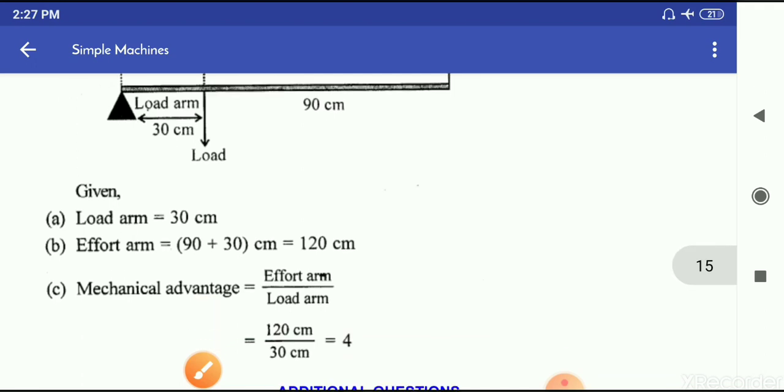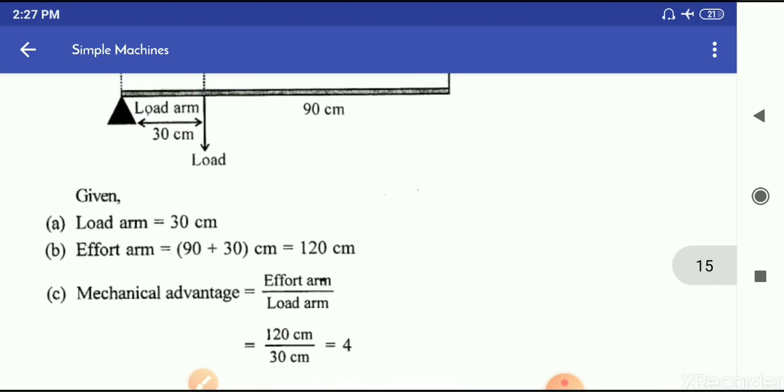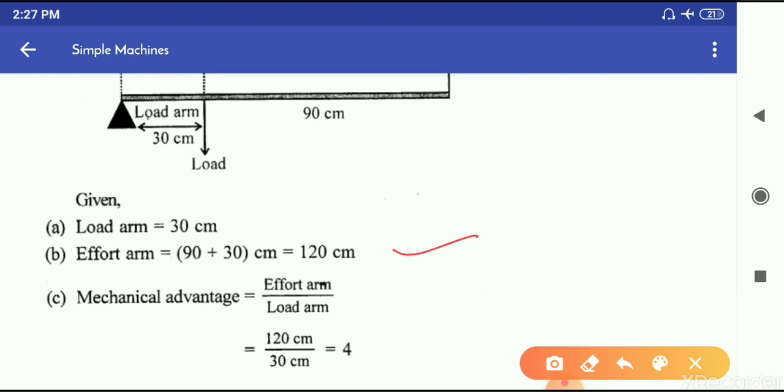Now mechanical advantage formula is effort arm upon load arm. Therefore effort arm is 120 centimeter and load arm is 30 centimeter. Therefore mechanical advantage is equal to effort arm upon load arm, that is 120 divided by 30, that is 4. So these are the numericals of question number 4.